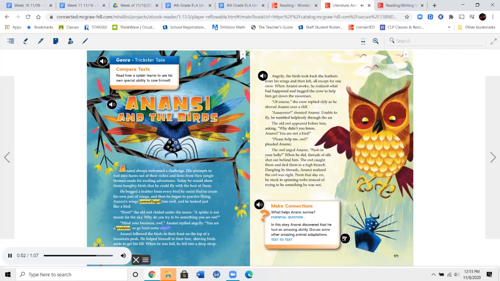Anansi followed the birds to their feast on the top of a mountain peak. He helped himself to their fare, shoving birds aside to get his fill. When he was full, he fell into a deep sleep.